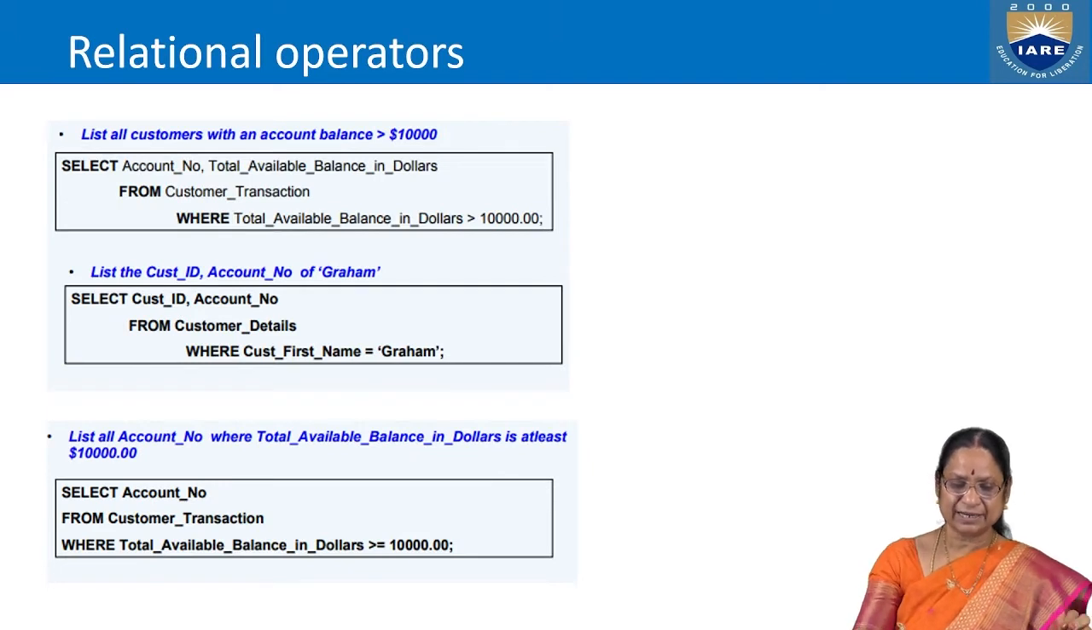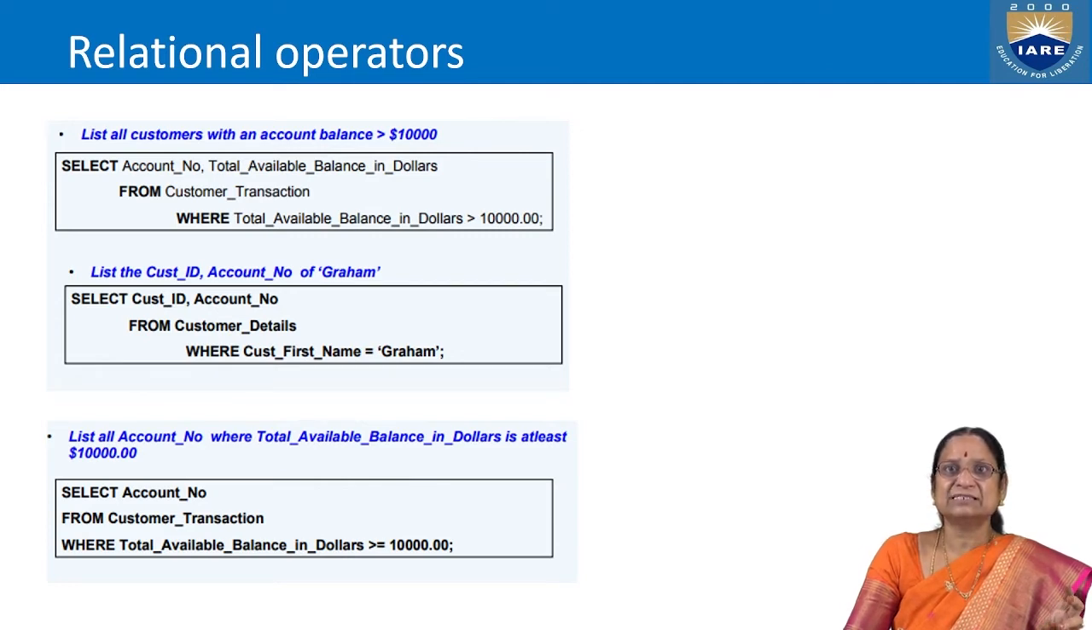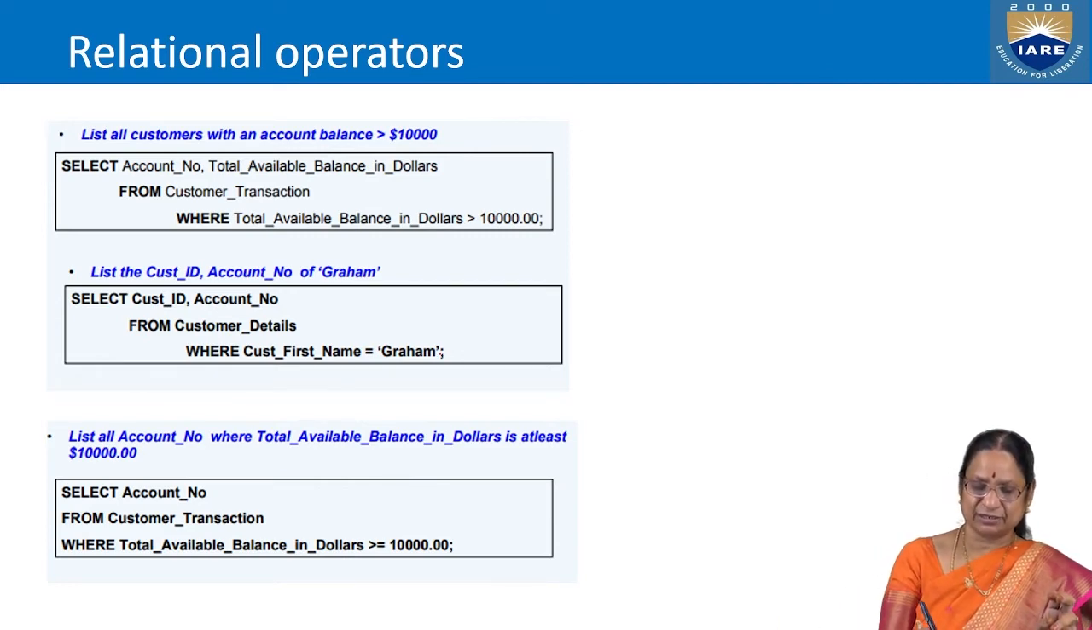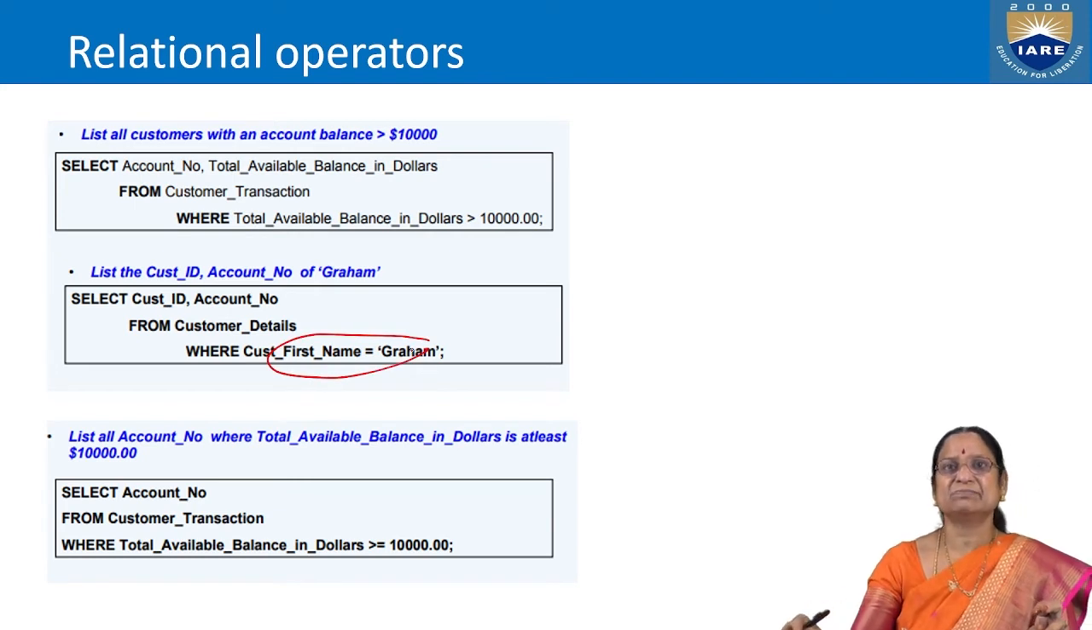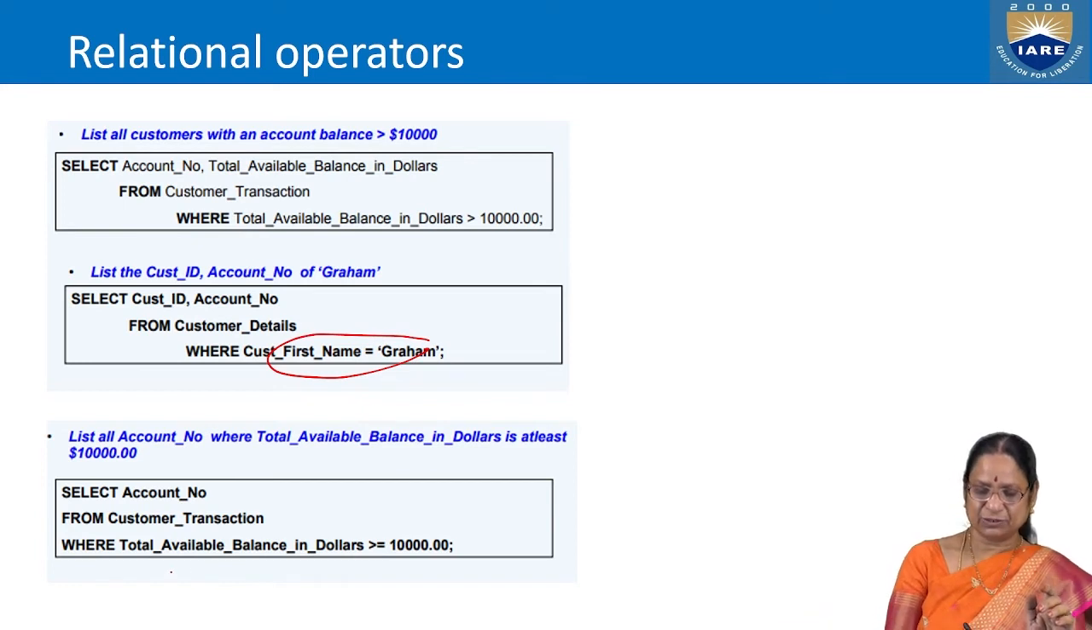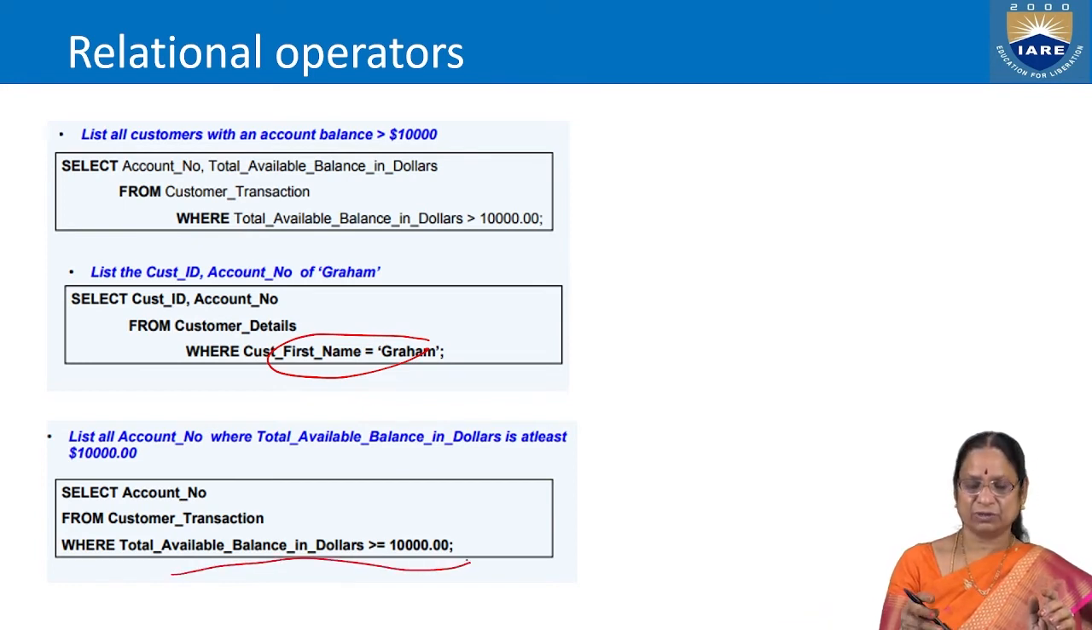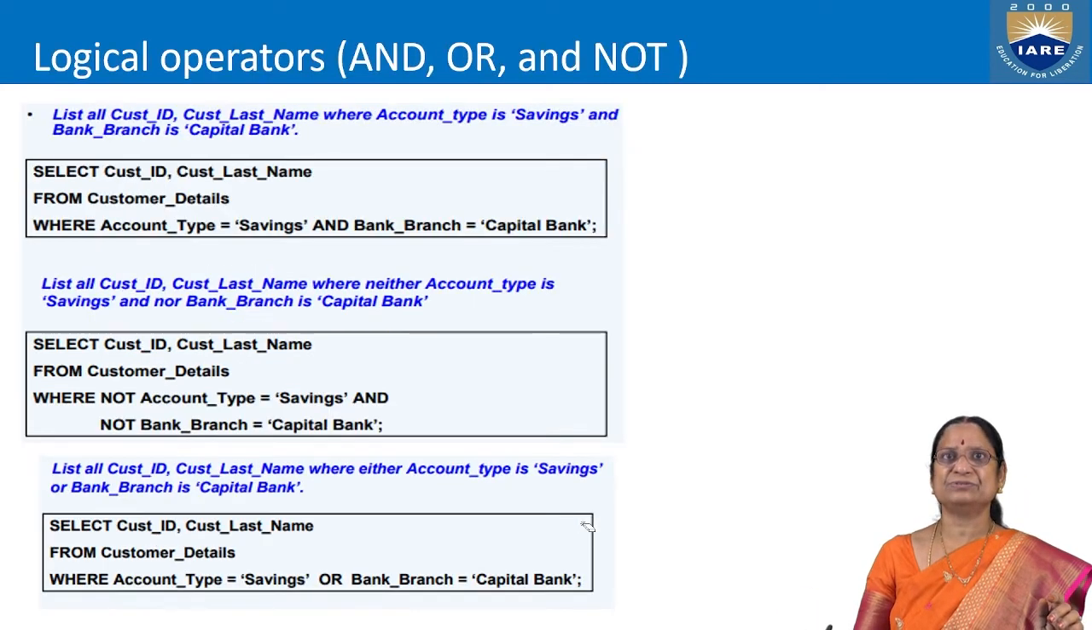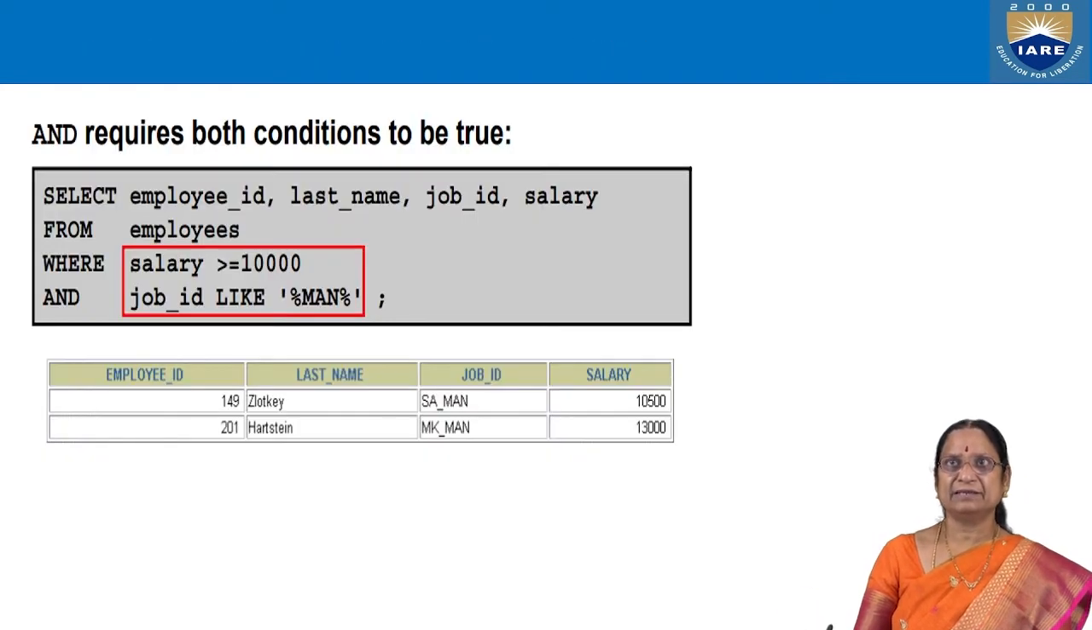Similarly, list customer ID and account number of a particular customer, Graham. So where customer first name is Graham, condition checking. Only those details will be displayed. List account numbers where total available balance in dollars is at least. At least means must be greater than or equal to. So the respective column is checked with greater than or equal to. Like that we can use any complex conditions and it can be displayed.